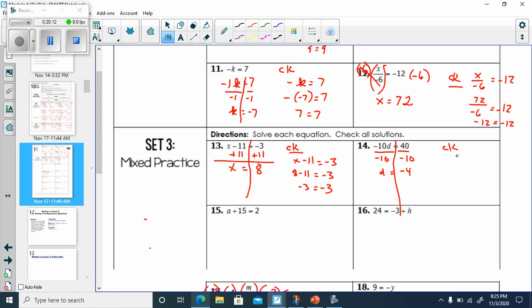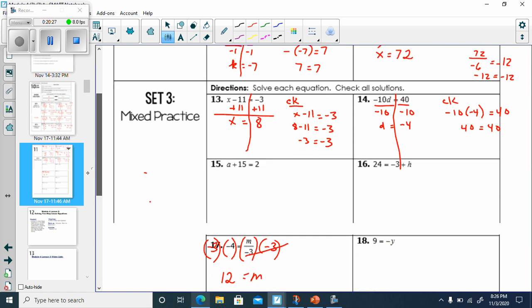Let's check. Is negative 10 times negative 4 equal to 40? A negative times a negative is a positive. That's 40 is equal to 40. That does work. The solution for D is indeed negative 4.